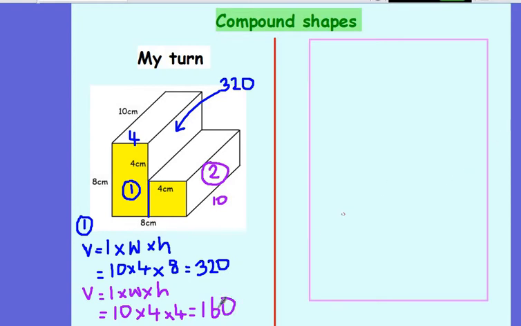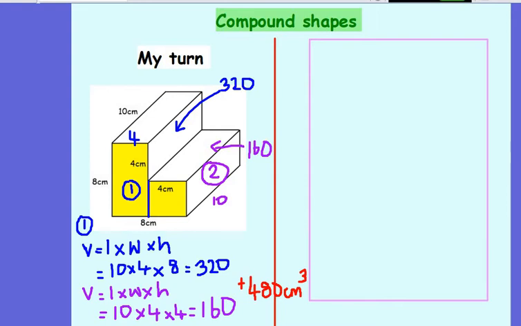So to work out the total volume, I need to add these two together. 320 plus 160 gives me what, Alicia? 480. Lovely. So my final answer is 480 centimetres cubed. So you split it up into 2 separate cuboids, work those out and then add them together.